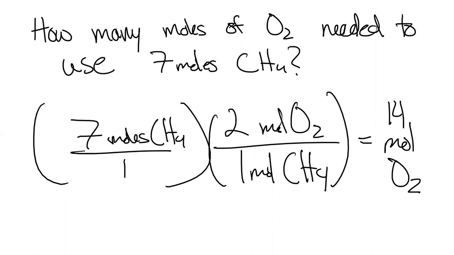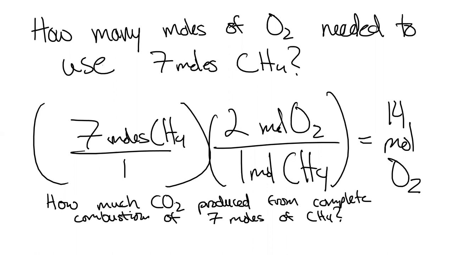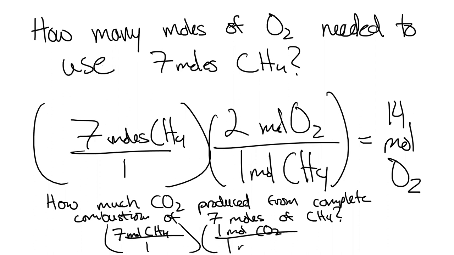You could ask, how many moles of carbon dioxide will be produced from completely combusting 7 moles of carbon tetrahydride? 7 moles of carbon tetrahydride over 1 times 1 mole of CO2 is the ratio to 1 mole of carbon tetrahydride. The amount of product produced, therefore, would be 7 moles of CO2.